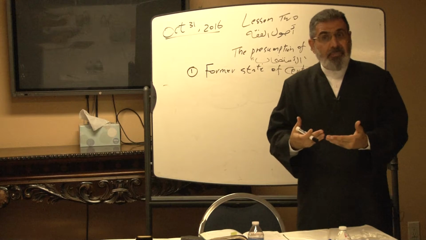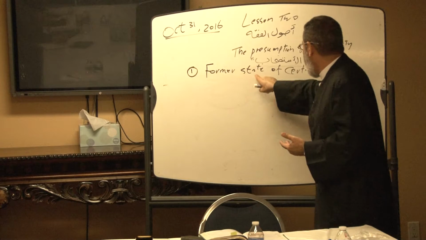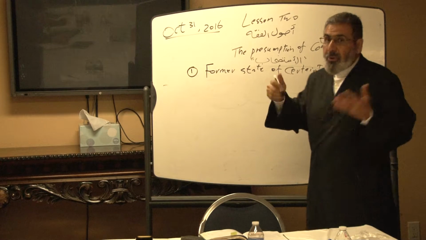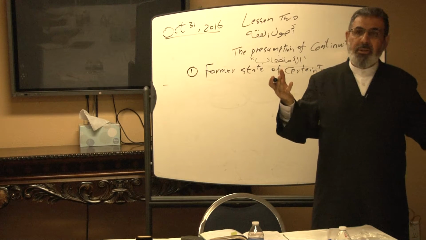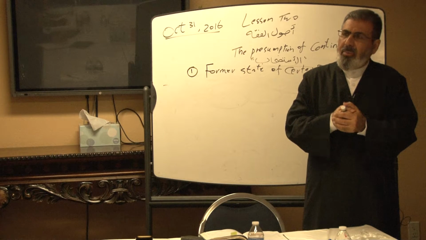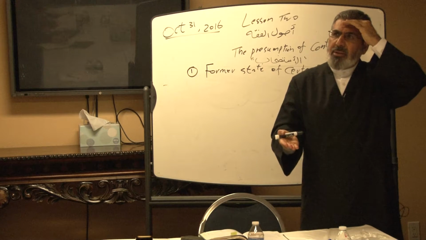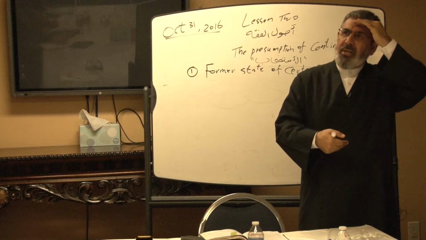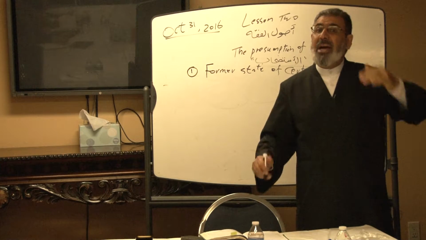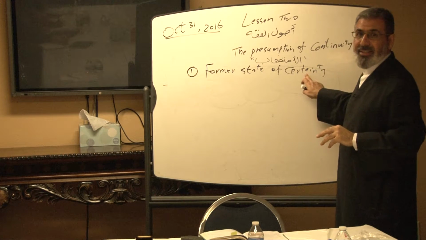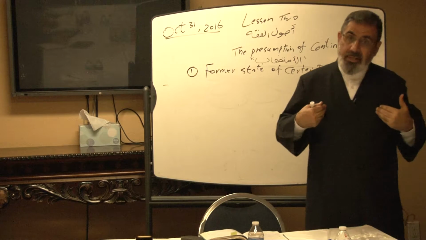But in this example, there was no former state of certainty. You don't know. You can't remember. Did I do wudu or not? Oh my God, did I forget? Did I do it? You have doubt. So it was not certainty. So here you cannot say, yes, I had wudu.